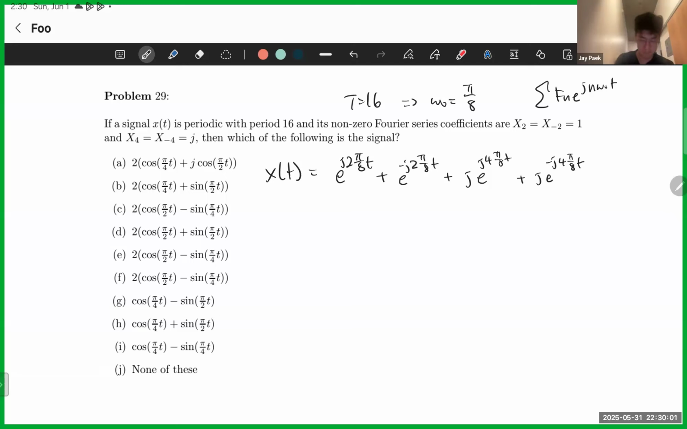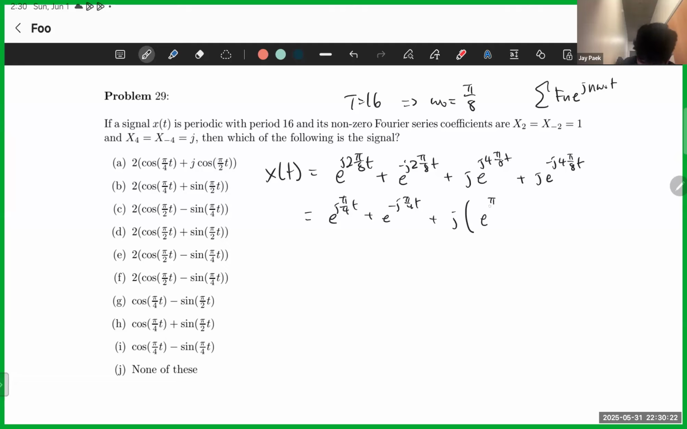There we go. That looks a lot better. And so let's just simplify this. e to the j pi over 4t plus e to the negative j pi over 4t. That should look familiar. I will edit this so that it looks a little nicer. Or actually, I won't edit it because the question is kind of baiting me.